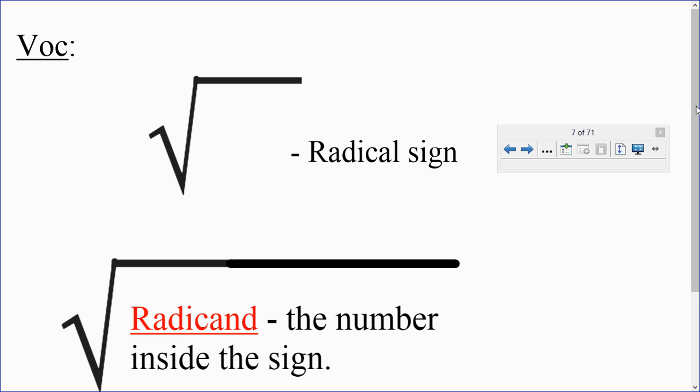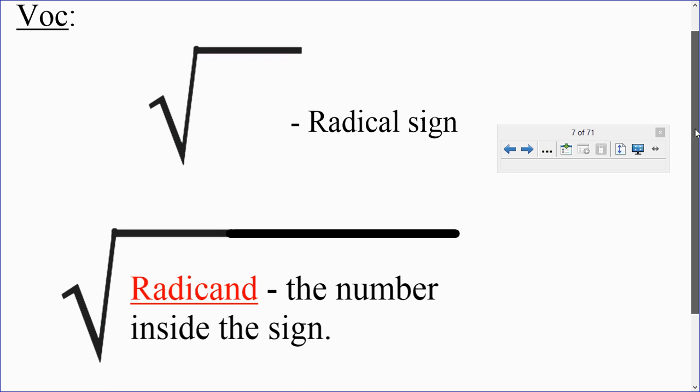Here's some symbols that you should know in reference to square root. First of all, the square root sign, which is called the radical sign. The number that's under the radical sign, we call the radicand.